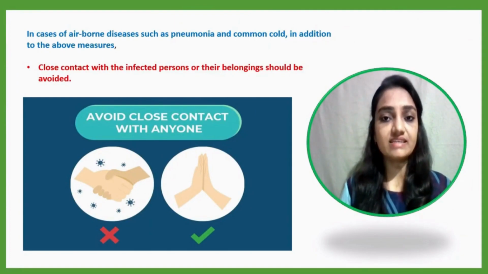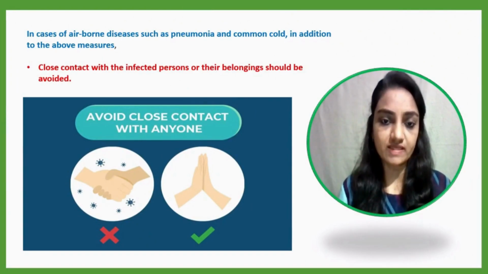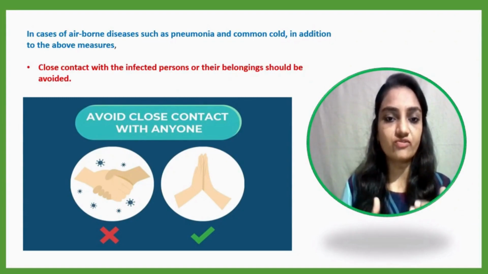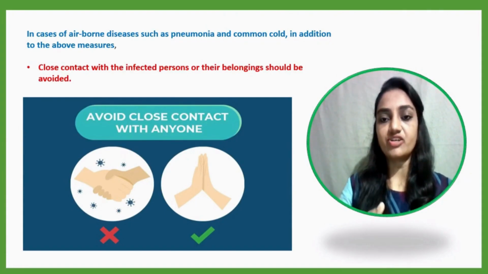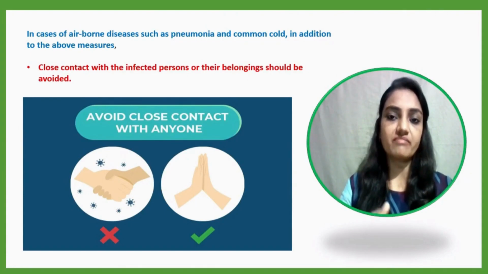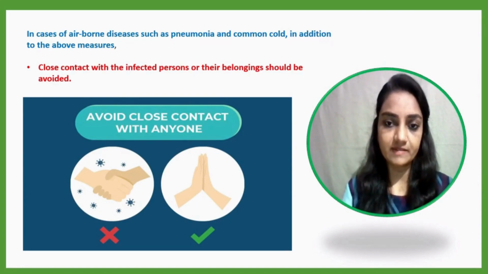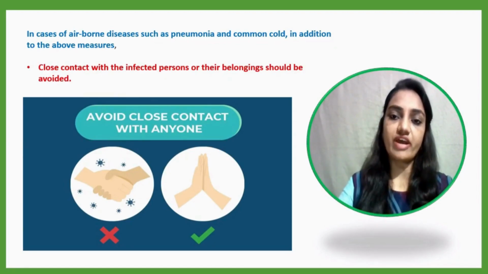If the disease is airborne, then we have to take some extra precautions, such as in the case of pneumonia and the common cold. In case of airborne diseases, we have to avoid close contact. Suppose we are shaking hands; a handshake may transmit the disease, as in the case of coronaviruses. So handshakes can transmit the disease, but instead of a handshake, we can do this.